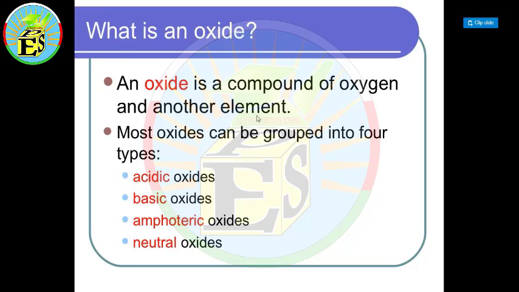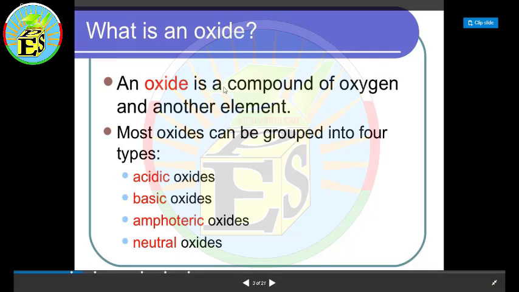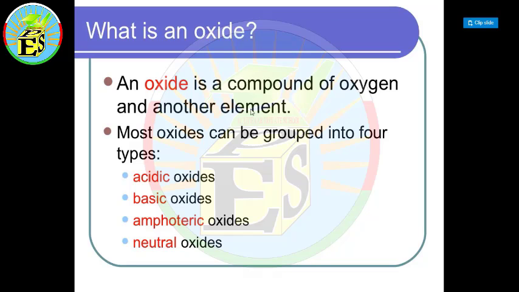First of all, here is the definition. An oxide is a compound of oxygen and another element. For example, potassium is a metal, and when it reacts with oxygen, it will make potassium oxide. Either it will be a metallic, acidic, basic, amphoteric or neutral oxide.